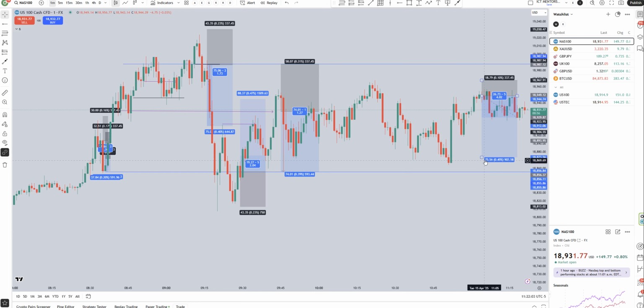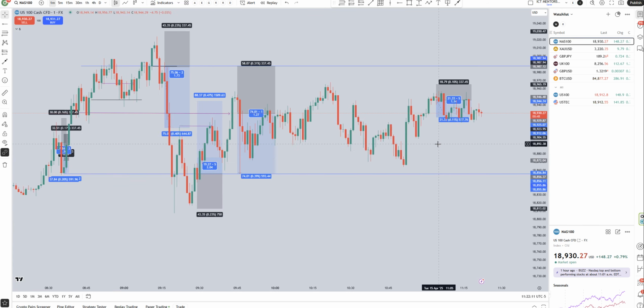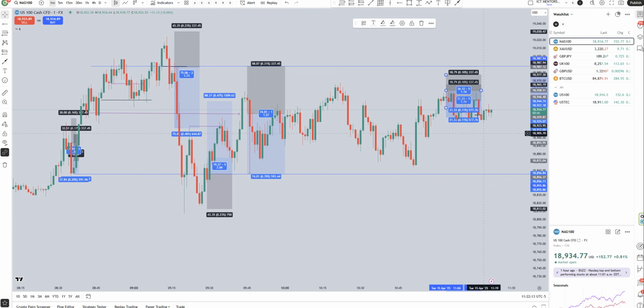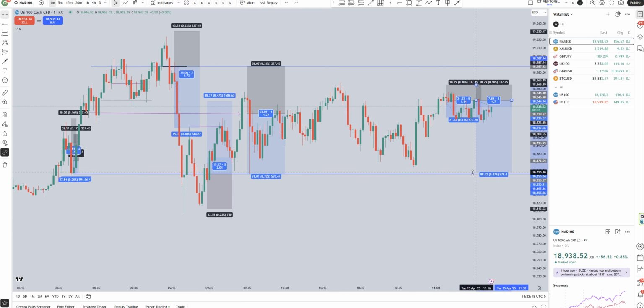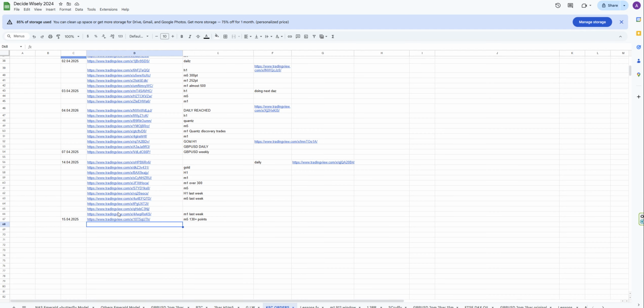And this already finished. So like I said, I like double FGs, double expansions that are doing very well. So that is the end. And M1.